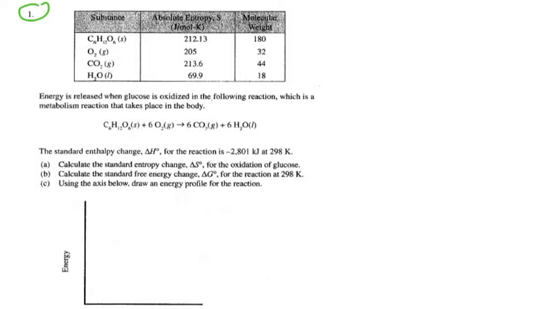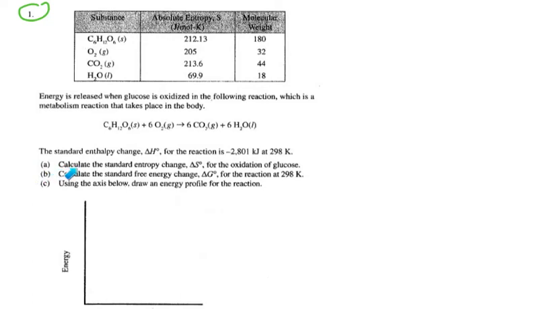Thermo Review number 1. So we've got a table up here, we've got some substances, and they seem to relate to this reaction. This looks like this is the metabolism of glucose, and they tell us that the standard enthalpy change, delta H, for the reaction is negative 2801. So we know right away that it's an exothermic reaction. It's going to give off heat.